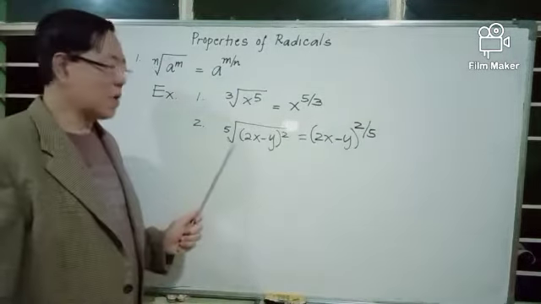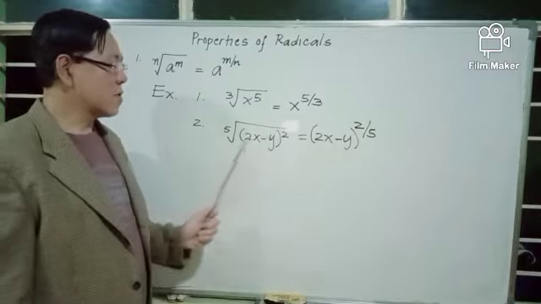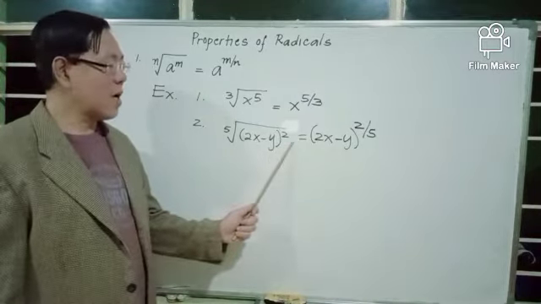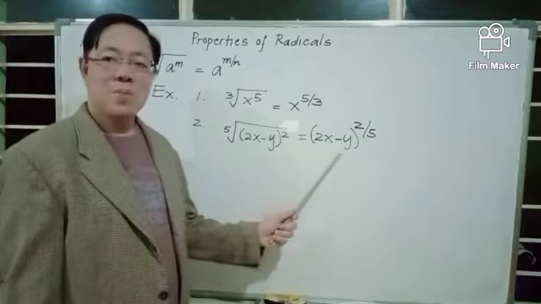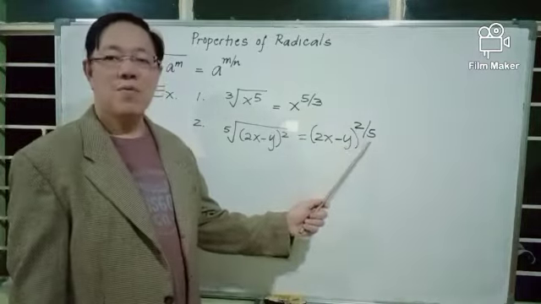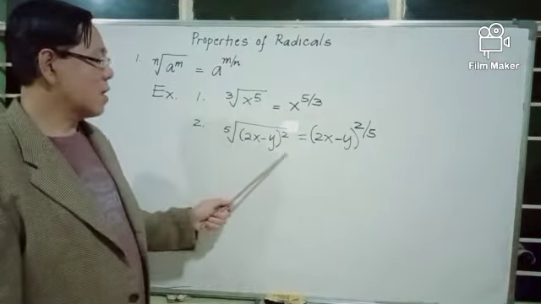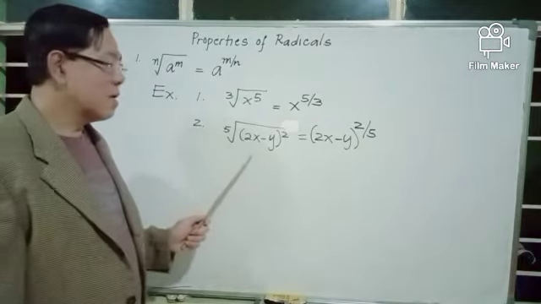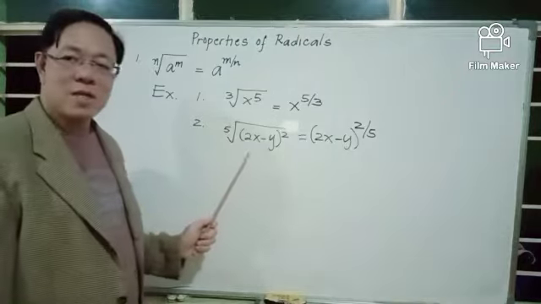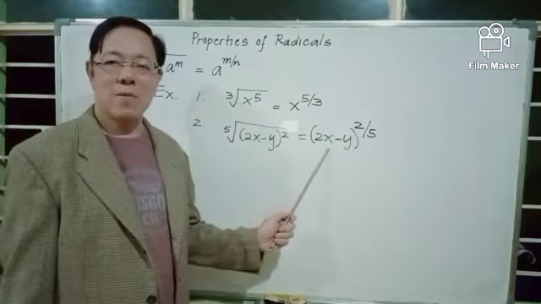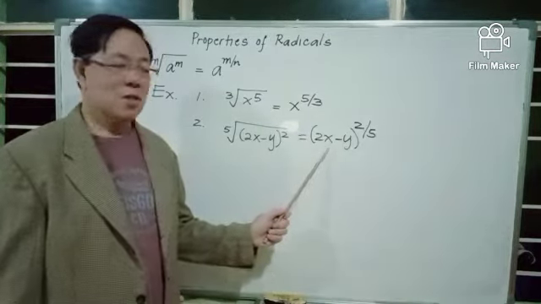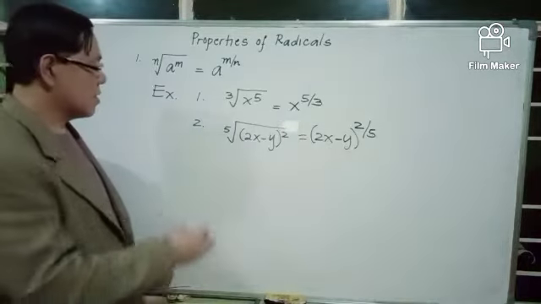Hence, the fifth root of the square of 2x minus y is the same as quantity 2x minus y to the power 2 over 5. And using the first property of radical, we have removed the radical sign. And we have expressed this radical expression in exponential form or using exponential notation. We take another example.